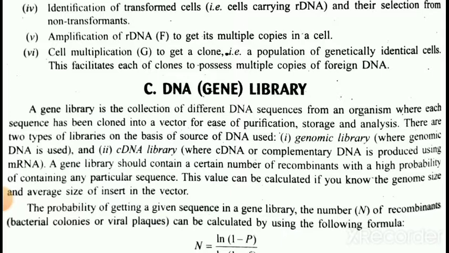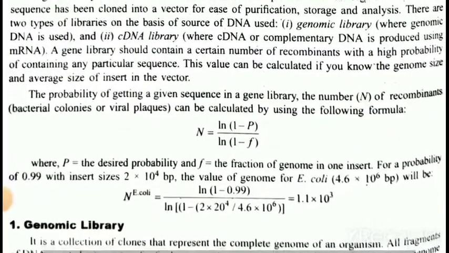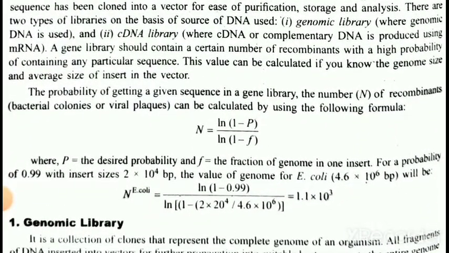cDNA, gene library. A gene library is the collection of different DNA sequences from an organism where each sequence has been cloned into a vector for ease of purification, storage and analysis. There are two types of libraries on the basis of source of DNA used: one, genomic library, where genomic DNA is used, and two, cDNA library, where cDNA or complementary DNA is produced using mRNA.